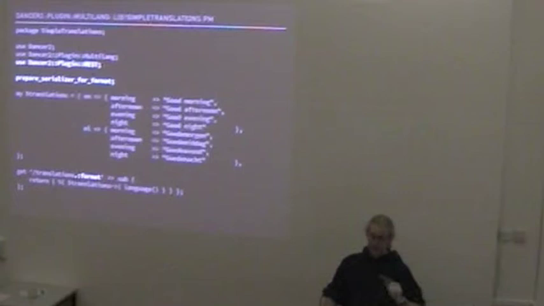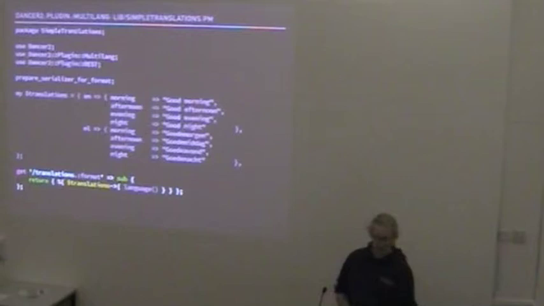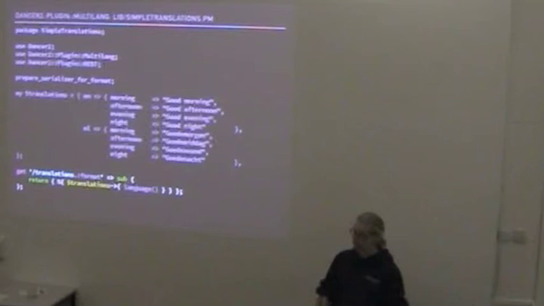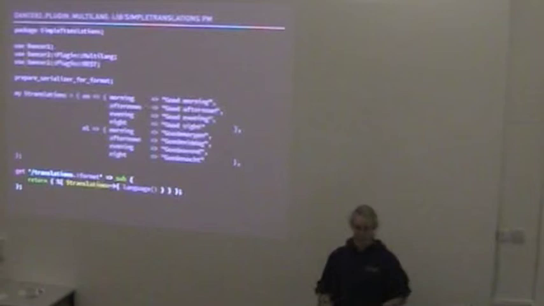A big data structure here. It's having a few translations of morning, afternoon, evening, and night. That's in English and in Dutch. And let's see how that's going to work. We can just go to this URL /translations. And it will return the hash ref somehow, and it will, just like the other thing, pass back to the JSON serializer or the YAML serializer or the data dumper serializer, and it will return the language one you have chosen.